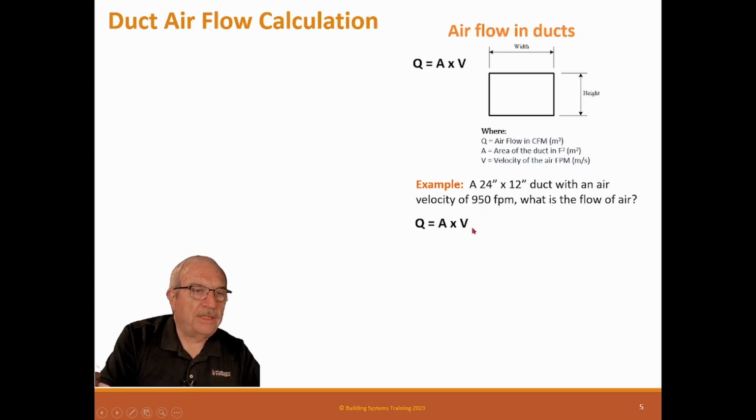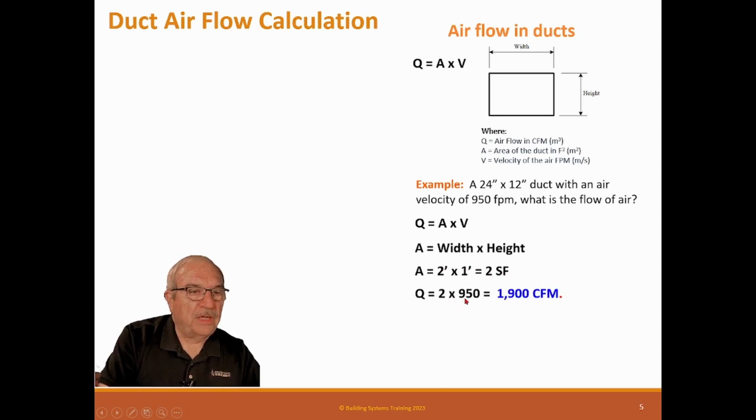It's Q equals A times V, where the area is the width times the height. So it's 2 by 1 equals 2 square feet because we want it in feet. If it had been inches, you'd have had to convert, dividing the square inches by 144 to get square feet. And then it'd be 2 times 950, which equals 1,900 CFM. So that duct will carry 1,900 CFM at 950 feet per minute.